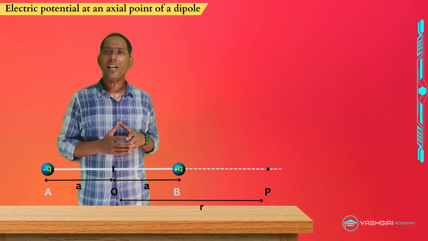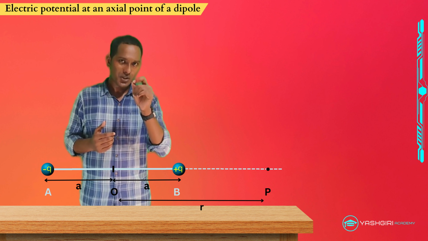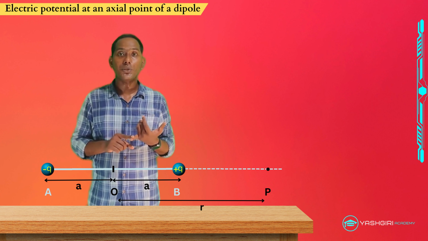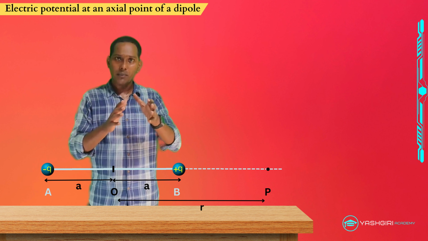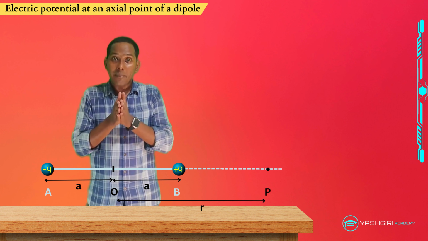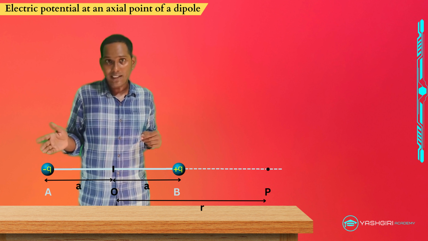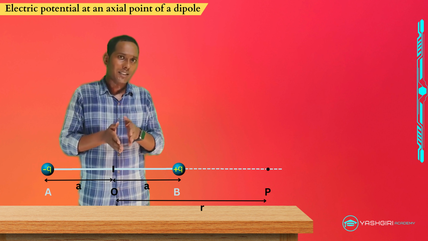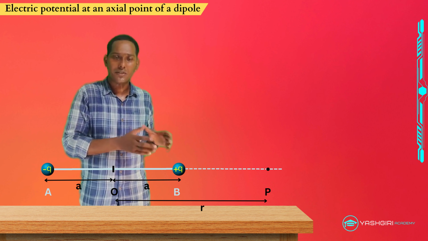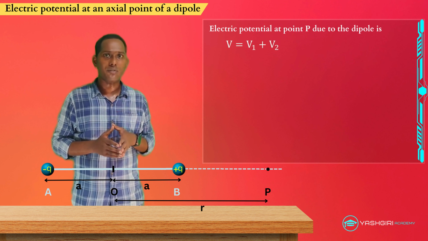Now if you see students, the electric potential due to a point charge is nothing but 1 upon 4 pi epsilon naught, the charge q over r, right? Now we know that electric potential is a scalar quantity, right? So I'll say that the electric potential at a point P will be the algebraic sum of the electric potential at the point P due to the negative charge, plus the electric potential at the point P due to the positive charge, right? Well, now this is what I will be having. V is equal to V1 plus V2. So let us find out V1 first, right?